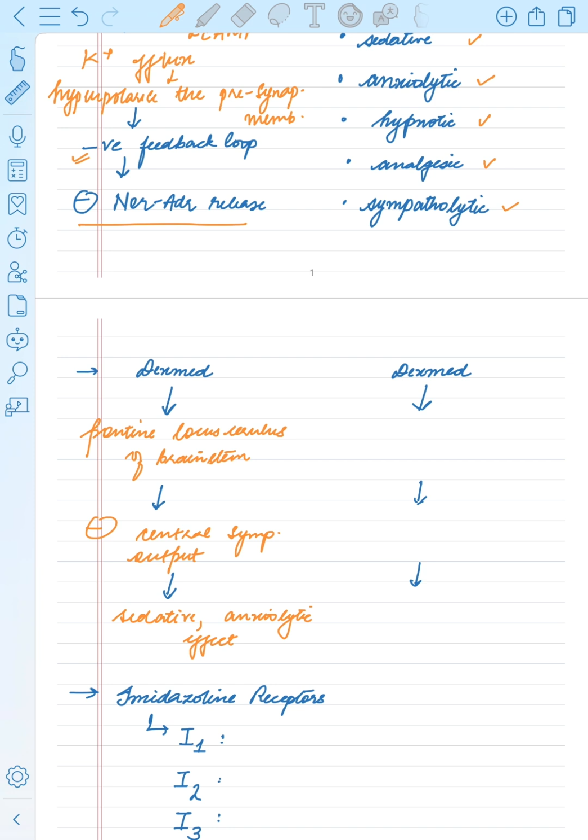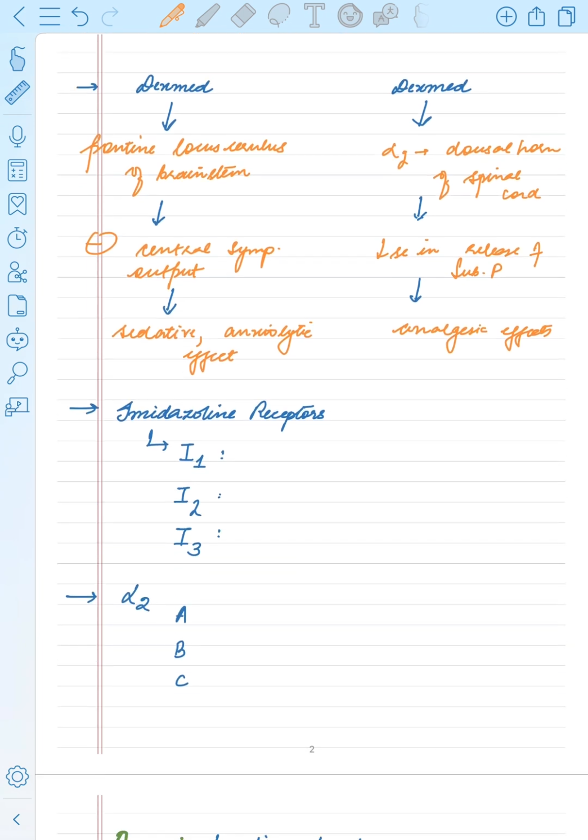Similarly, dexmedetomidine acts on the alpha-2 receptors in the dorsal horn of the spinal cord, which will lead to a decrease in the release of substance P, which helps to mediate its analgesic effects.